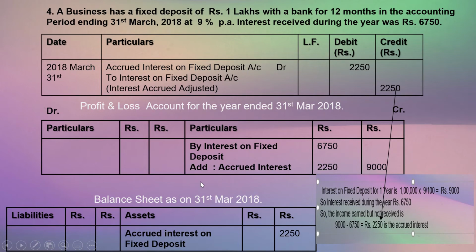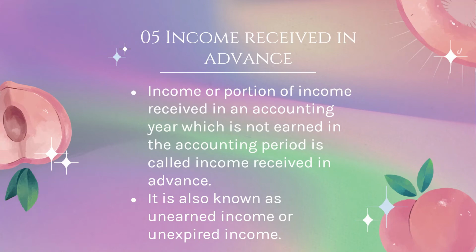So that we have to show. Already received is 6,750 and accrued is 2,250. So totally 9,000. Now in the balance sheet you have to show the 2,250 alone.